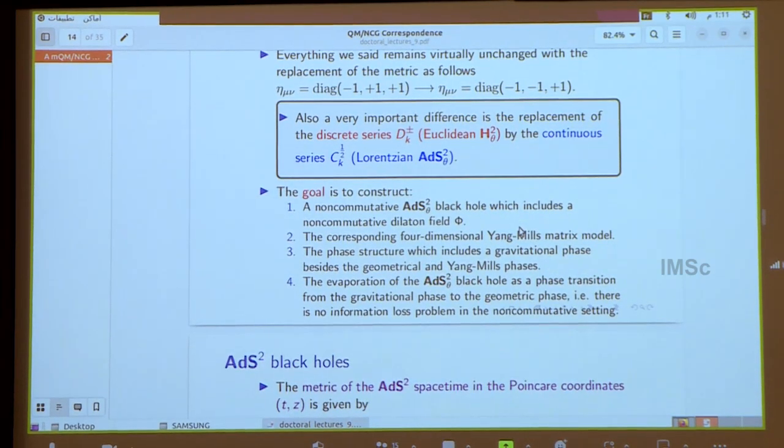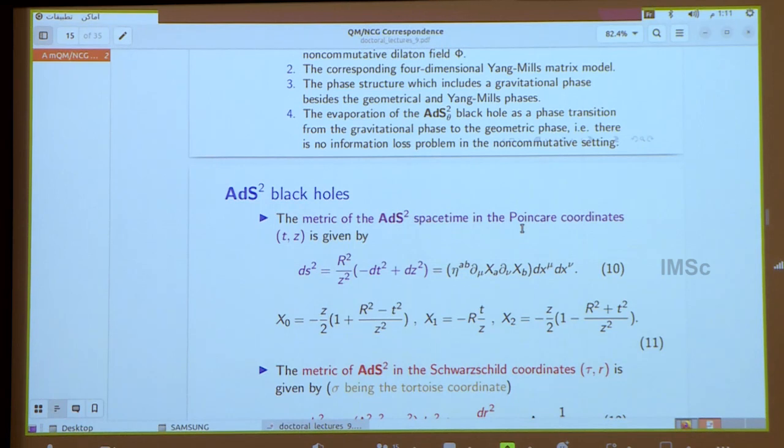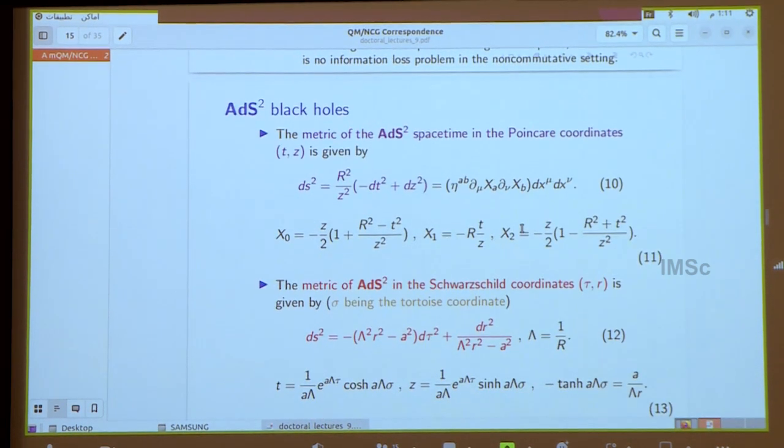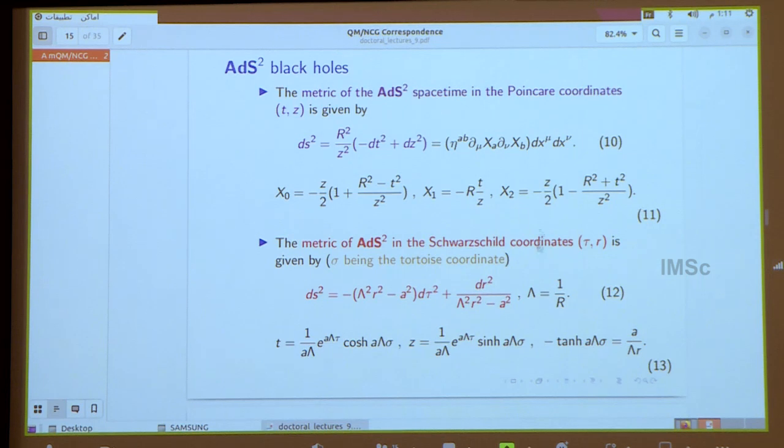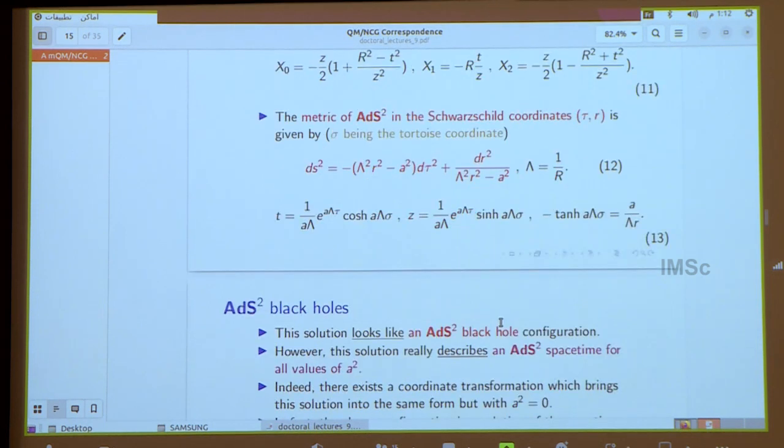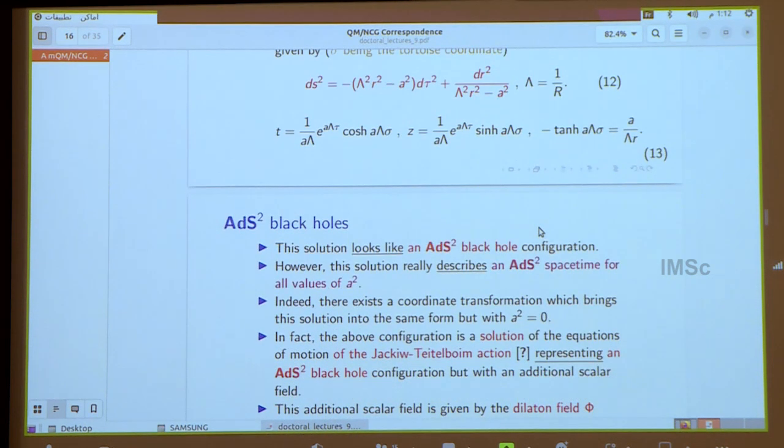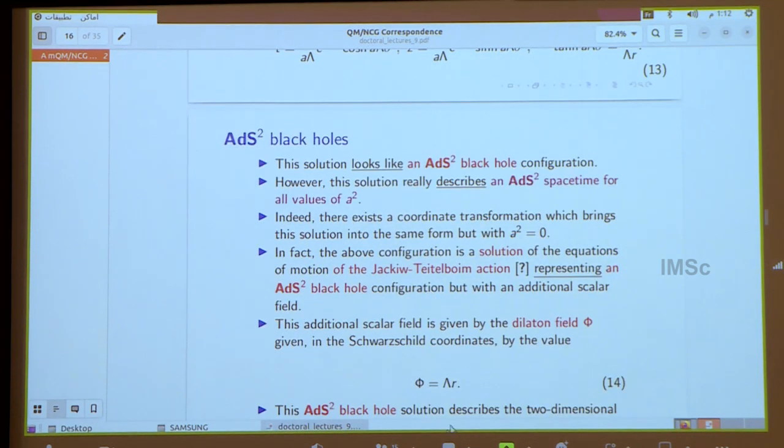I just remind you about the black hole. So I would like to consider here the AdS2 black hole. So I write in equation 10 the usual pure AdS2 Poincare coordinates. Then I write the same space in Schwarzschild coordinates. They're equivalent. There is no black hole solution as such, but we notice that this metric, equation 12, which is the AdS2 black hole in Schwarzschild coordinates, actually describes an AdS2 black hole solution if we include a dilaton field.